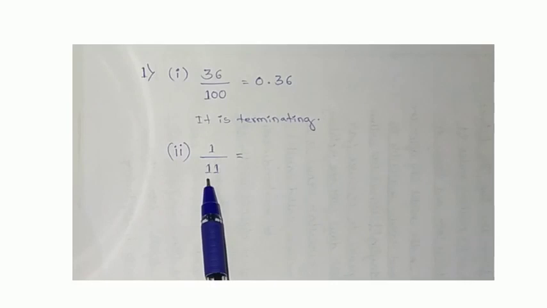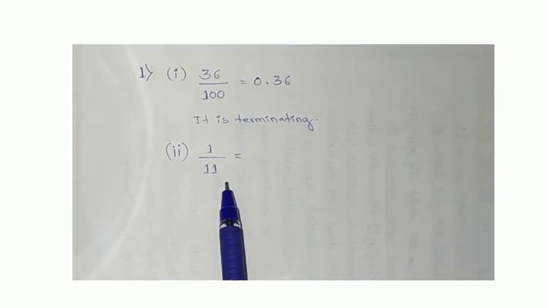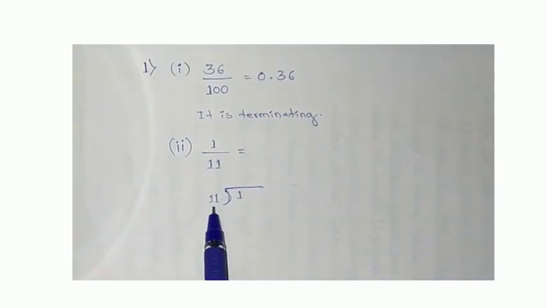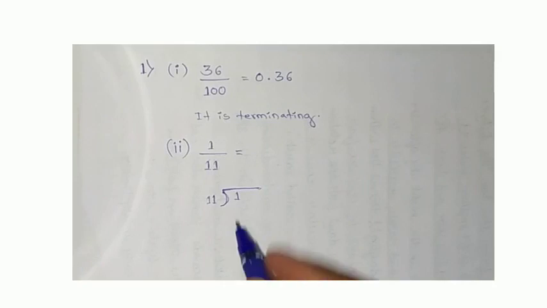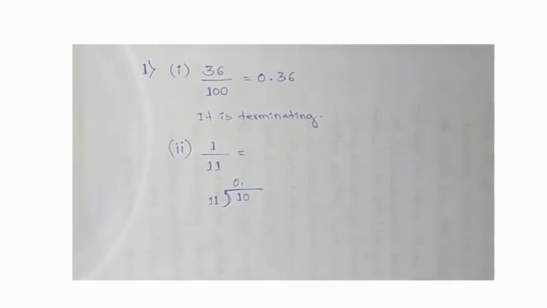Now 1 by 11. Here we can't do it directly, so do the division first. So 1 divided by 11. It is not divisible, so take carry 0. So it will be 10.